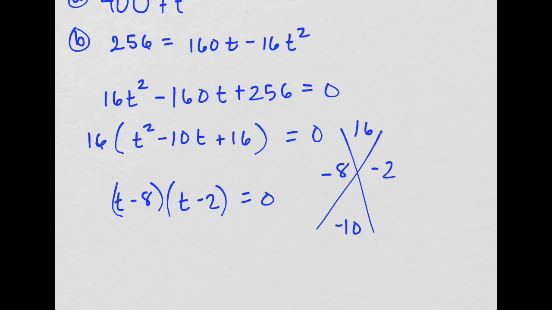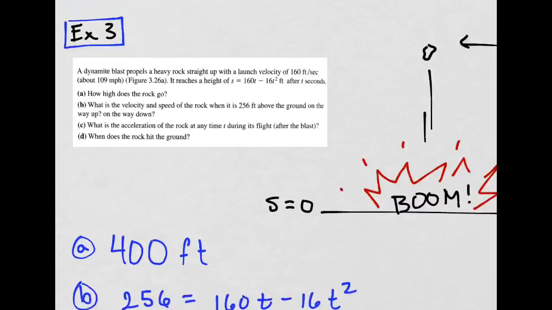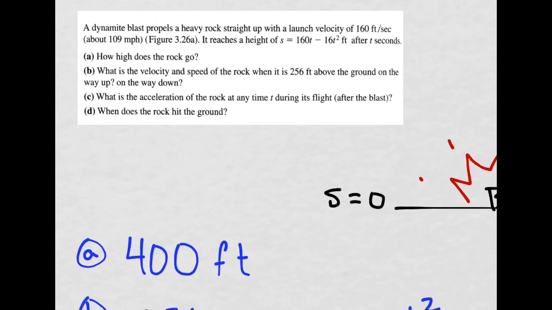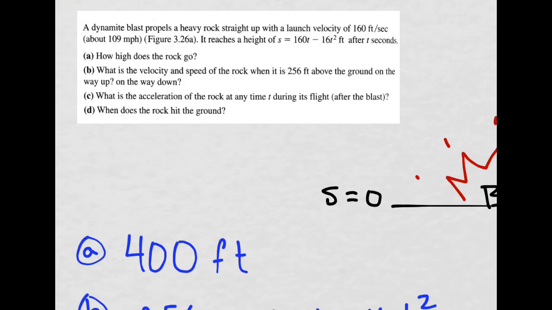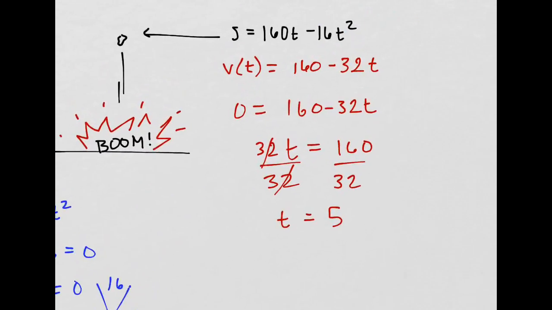Alright, so actually I get t equals 8 and t equals 2. This corresponds to the way up, I would assume, and this corresponds to the way down. But that wasn't the question. The question was, what is the velocity and speed of the rock when it is 256 feet above the ground, on the way up and on the way down? Okay, so I have to take these t values and plug them into my velocity function.